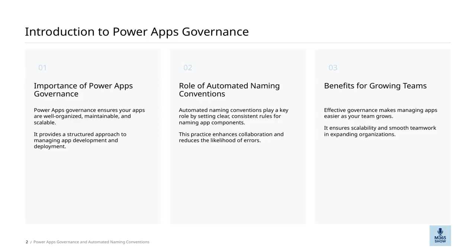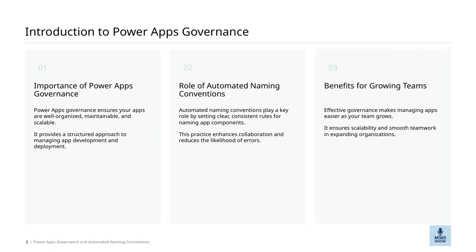Effective governance really simplifies managing your apps, especially as your team grows larger. It helps ensure that everything stays organized, scalable, and that teamwork remains smooth and efficient. One of the key benefits for growing teams is implementing automated naming conventions. These set clear and consistent rules for naming app components, which makes collaboration much easier and helps reduce errors. When everyone follows the same naming standards, it's much simpler to locate and manage different parts of your apps.